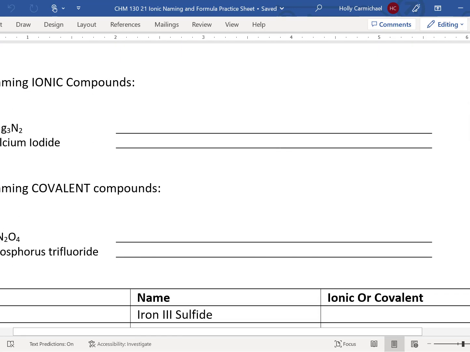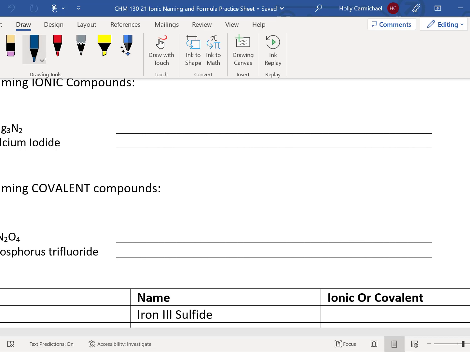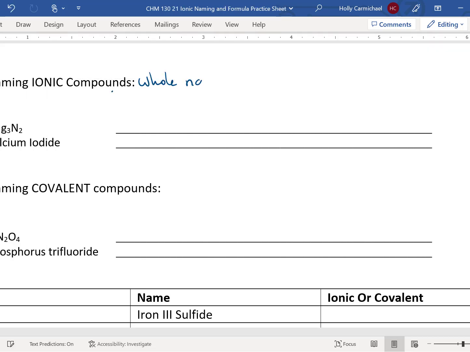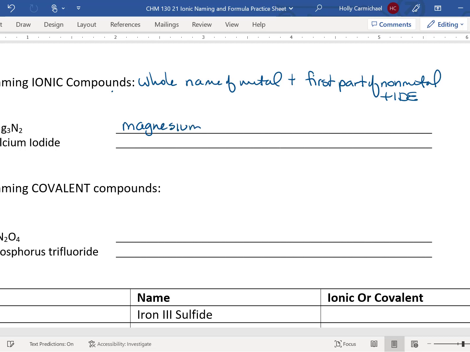So down here, you tell me, what is the rule for naming ionic compounds? You use what? Yep, okay. So in this, whole name of the metal plus then what? Plus IDE, like sodium chloride, right? Whole name of the metal, first part of the nonmetal plus the IDE. So example, Mg3N2, what would I call it? Yep, magnesium nitride. No number prefixes needed. That is the way that they combine.